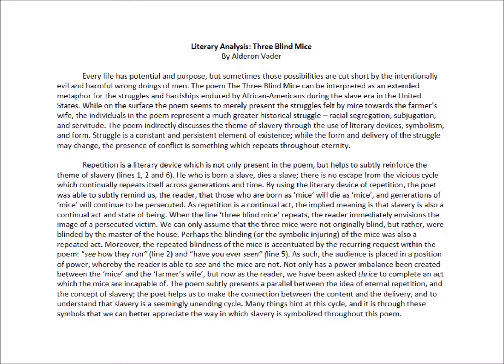Moreover, the repeated blindness of the mice is accentuated by the reoccurring request within the poem, "See how they run," line 2, and "Have you ever seen," line 5. As such, the audience is placed in a position of power whereby the reader is able to see and the mice are not. Not only has a power imbalance been created between the mice and the farmer's wife, but now, as the reader, we've been asked thrice to complete an act which the mice are incapable of.